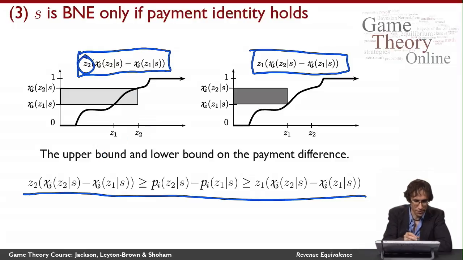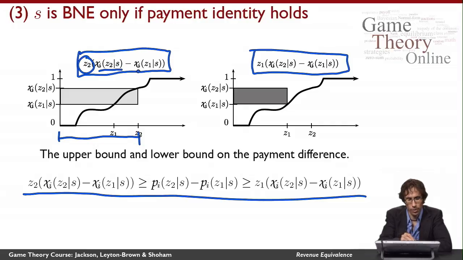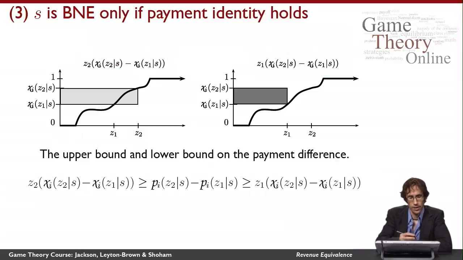Well, here I'm multiplying by Z2. So here's the distance Z2. And here I have the allocation probability of an agent of type Z2 minus the allocation probability for an agent of type Z1. And that's this difference here. And so in total, the upper bound is this shaded region here. So the payment difference can be no more than that.